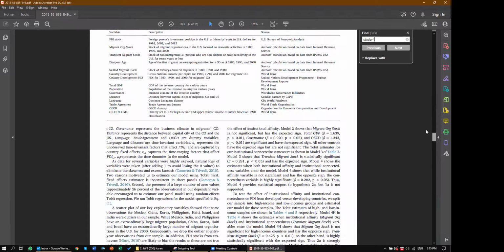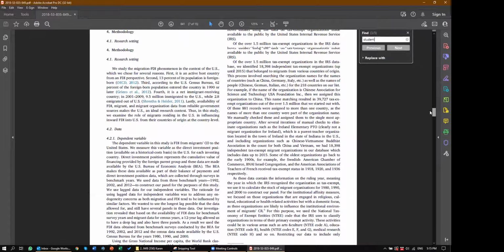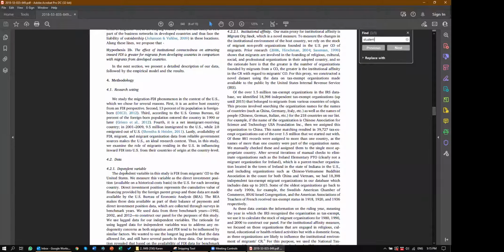Yeah, this one's not even empirical. No, it is empirical. But data, migrants, so it's, yes, not students for sure. Okay.